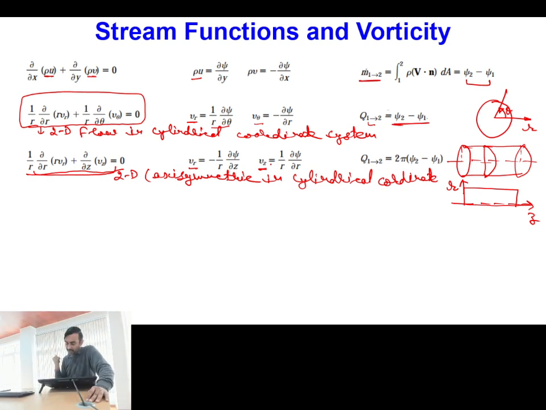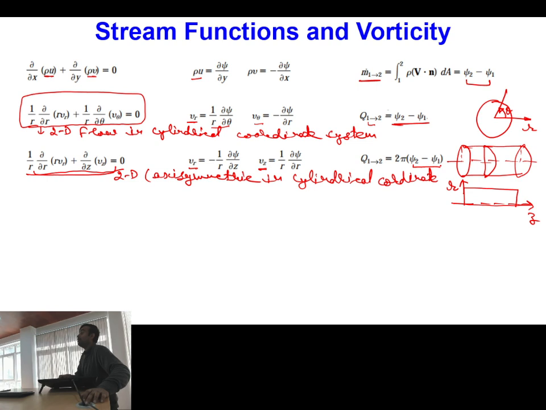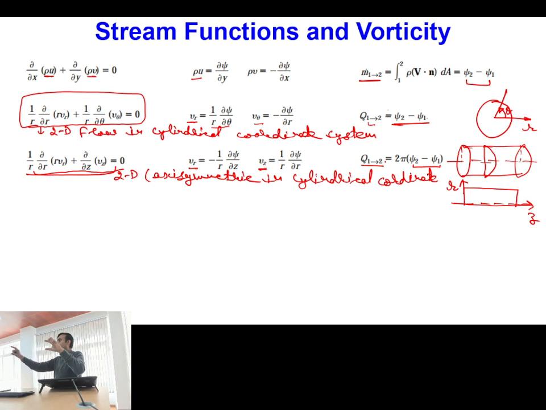Now here, if I simply take the difference of psi 2 minus psi 1, that will not give me the complete flow rate through the pipe. That will simply give me the flow rate per unit circumference, because we are only solving a single plane of the complete periphery. So to determine the total flow rate, I have to multiply by 2 pi, because this solution is for complete cylindrical rotation.